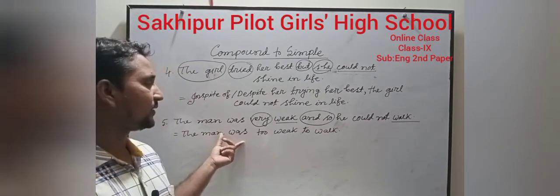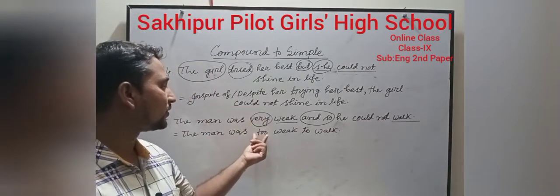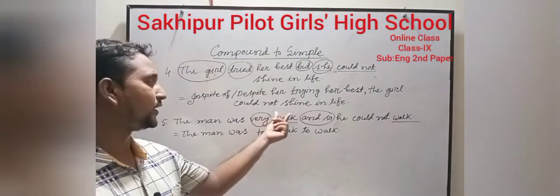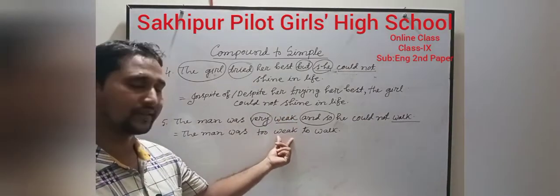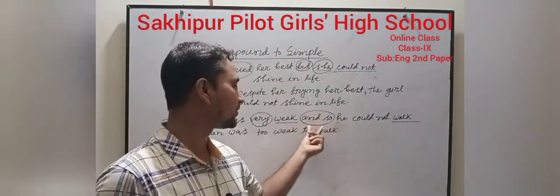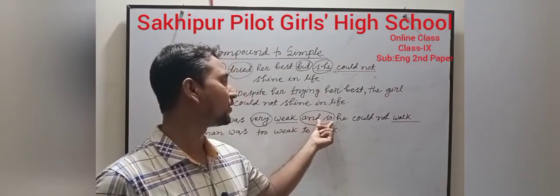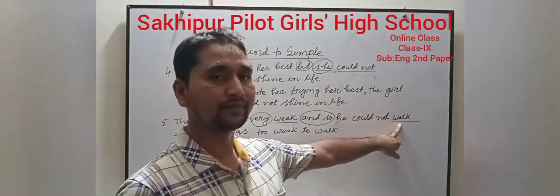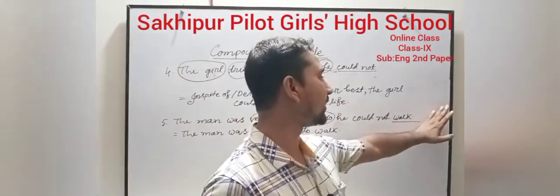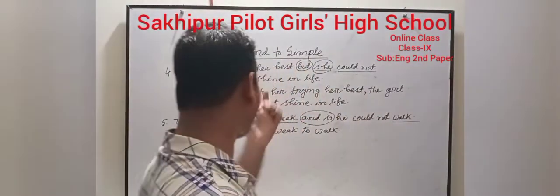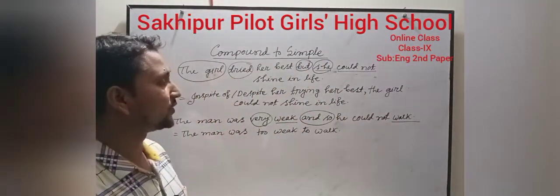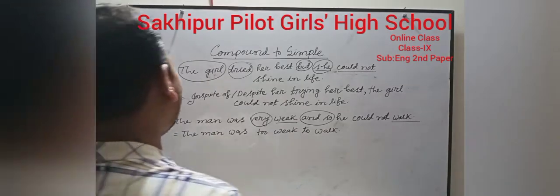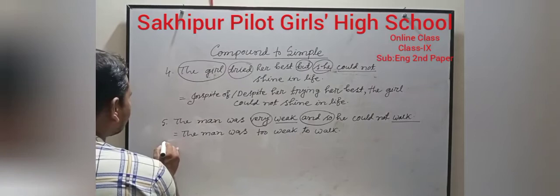Listen to me what I am saying. You have to write "too" instead of "very", then write the adjective, then you have to use "to" instead of the conjunction "and so", then write the verb up to the last of the clause. The man was too weak to walk. It's also a very important rule. Next, come to the another rule, 6.